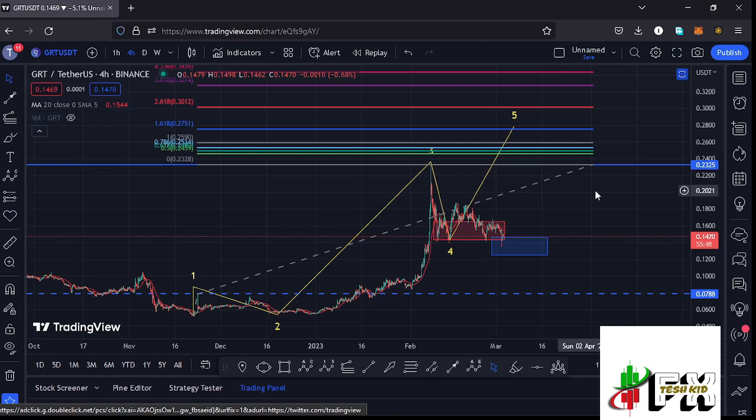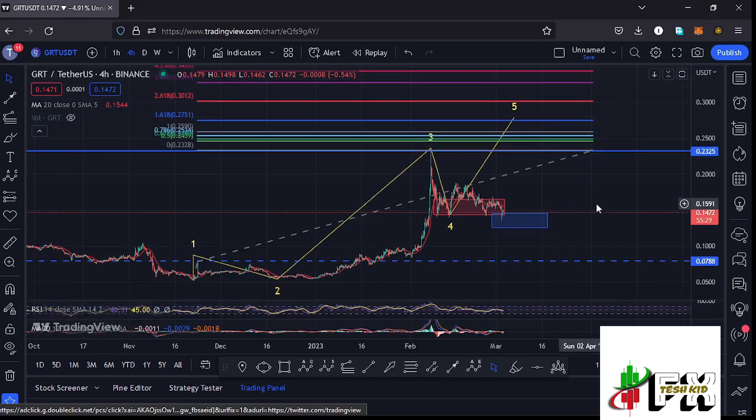But for now, in case the breakdown continues, we need to continue watching the fib level 0.618 and the fib level 0.78. That target area needs to continue holding for us to still say that whatever we are seeing is the formation of this wave 4, and soon we can expect a reversal to the upper side in the formation of that wave 5.